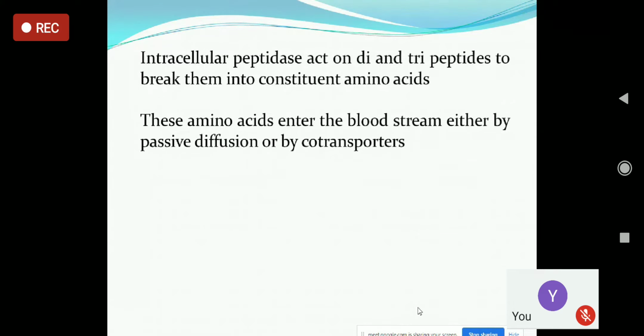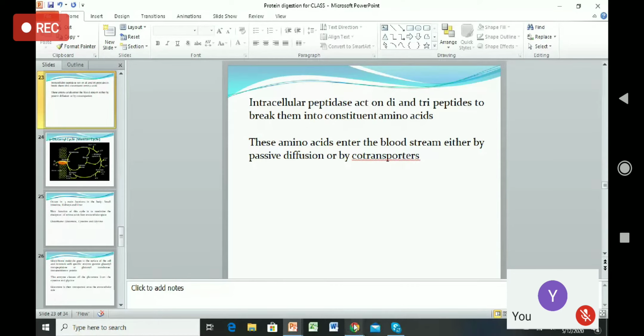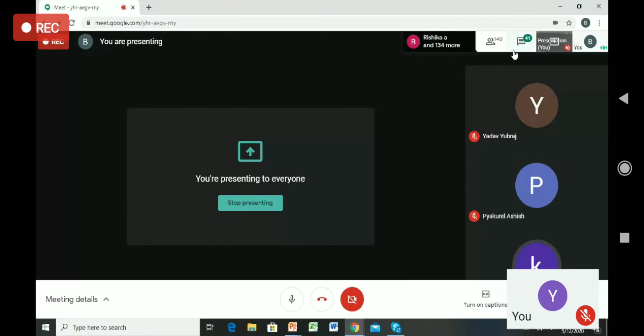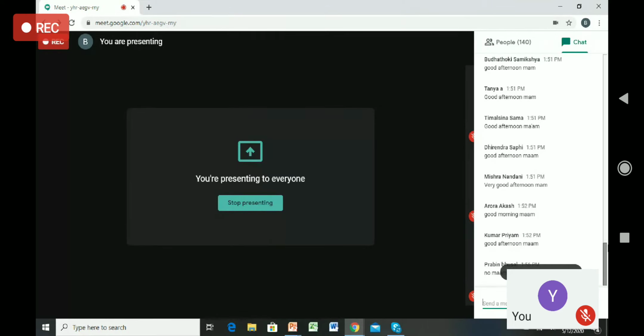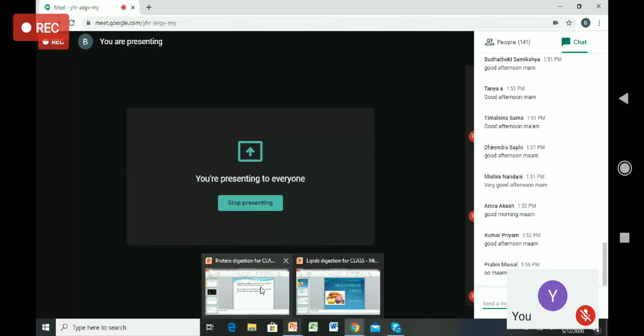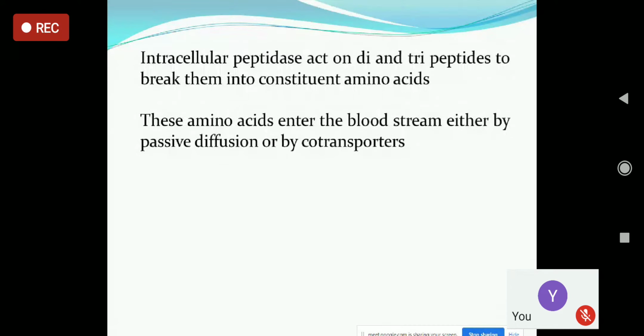Intracellular peptidases act on di and tripeptides to break them into constituent amino acids. These amino acids then enter the bloodstream either by passive diffusion or by co-transporters. This is the explanation for the absorption of di and tripeptides.